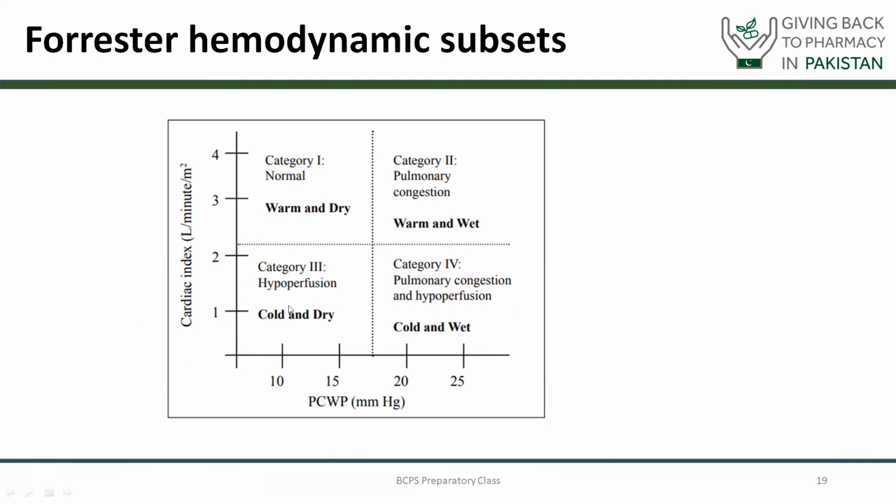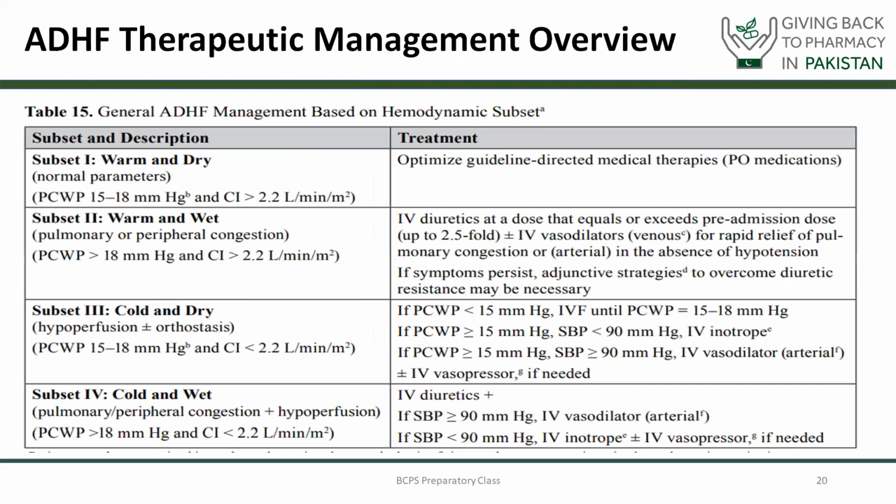When the heart is not performing well, you have to evaluate wisely whether this problem, the pulmonary capillary wedge pressure, is because of the cardiac index, or is due to extra volume in the blood. Once you have understood this very well, then you can solve these cases. So therapeutic management, how will you manage this? First, warm and dry.